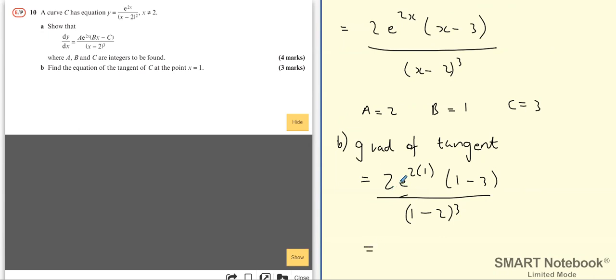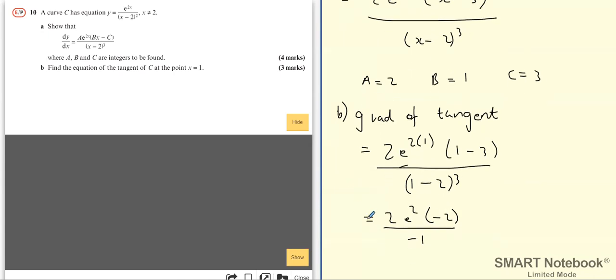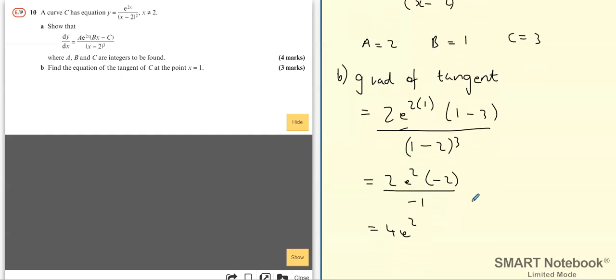And so what do I get here? 2e to the 2 times by minus 2 over minus 1. So I am getting 4e squared here. So that's the gradient of my tangent.